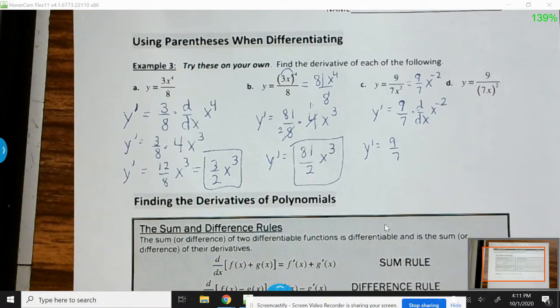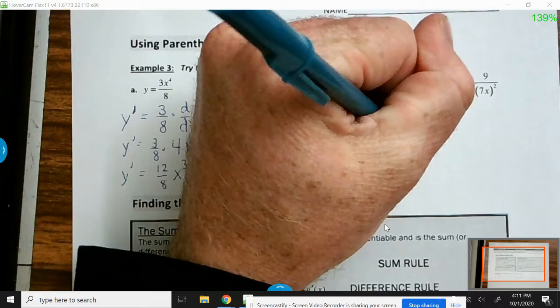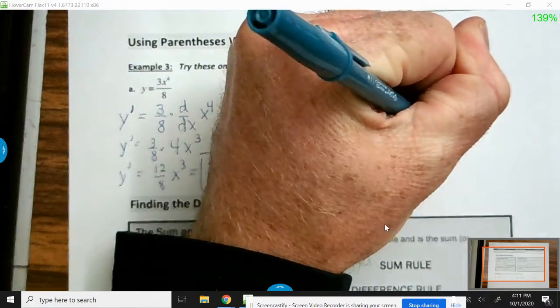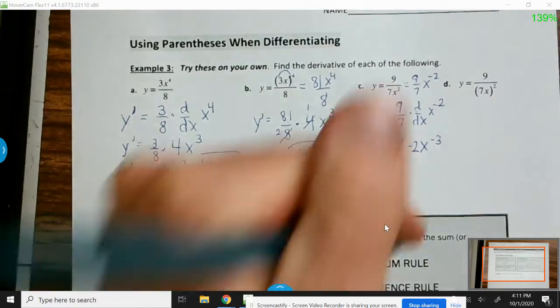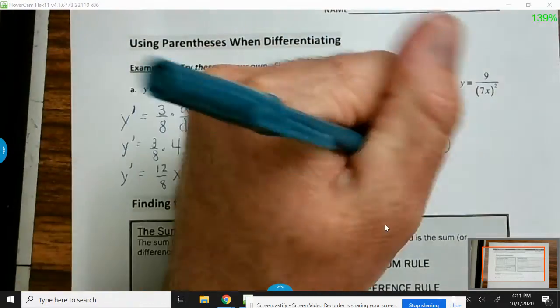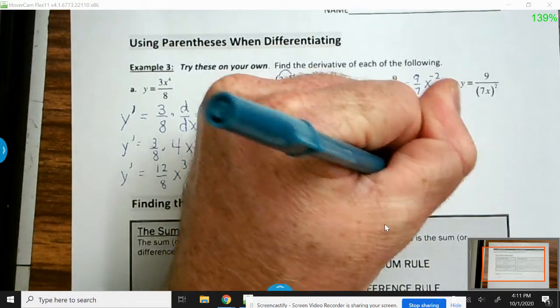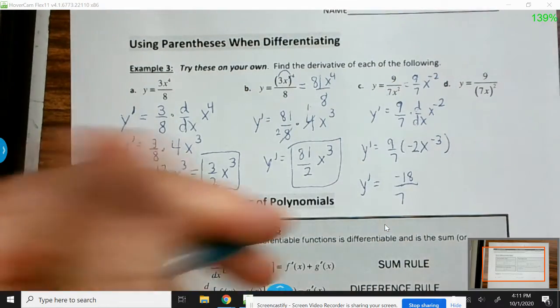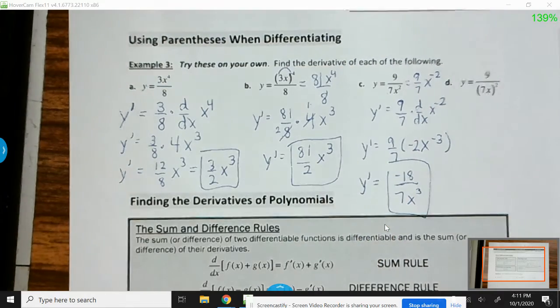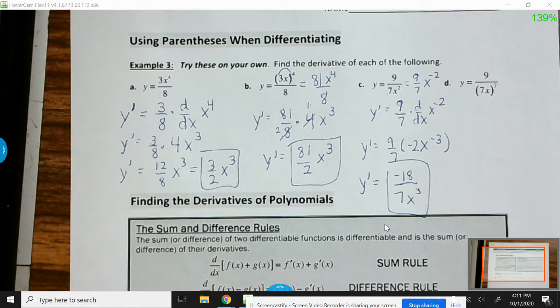What's the derivative of x to the negative second? You put the 2 out front according to the power rule, -2. You drop the exponent down by 1, so that's -3. And then we simply combine. That's -18 over 7. X to the -3 can go on the bottom. Right? -18 over 7x to the third.